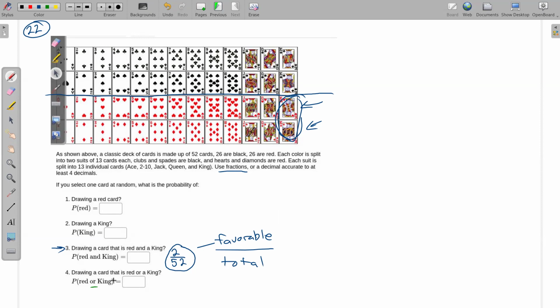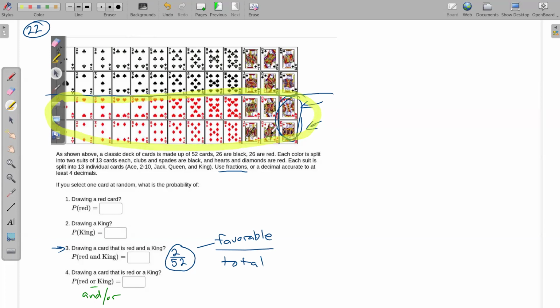In math, or is inclusive, meaning I could have cake, I could have ice cream, or I could have cake and ice cream. So you could think about the or as and/or. So that means I want a card that is red or a king, but it could be a red king. So in this case, I'm going to use my highlighter. So I want all of the red cards.